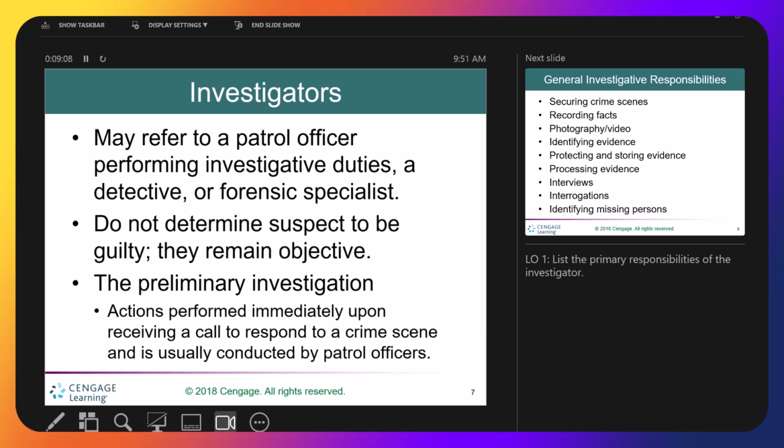What these people have to do, all investigators, is maintain their objectivity. Do not determine that a suspect is guilty. You just have to maintain your objectivity, because if you don't, you will miss things. Going on the assumption that, well, this guy's here and he must be the one that did it, and I'm going to lock him up, you might miss a whole lot of things. He might not be the guy. He might be the guy who just walked by right when you pulled up. So preliminary investigation actions are performed immediately, as soon as they receive the phone call, they respond to the scene. So it is very reactive.